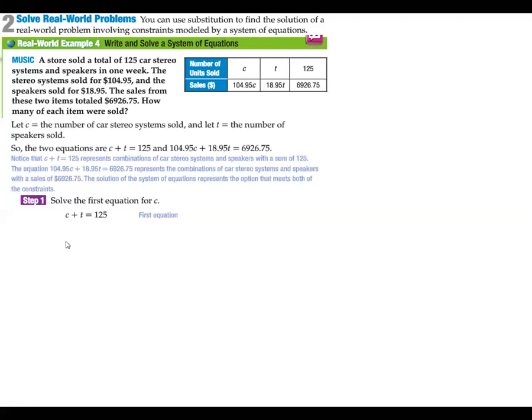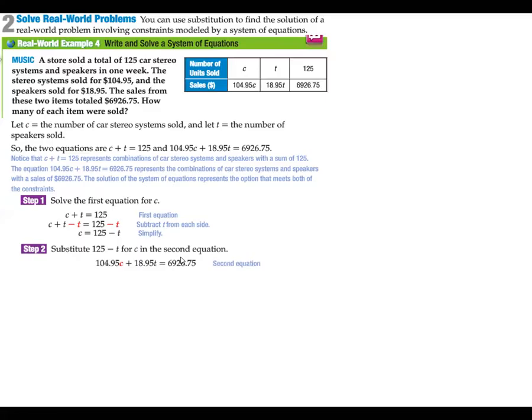Okay, so solve the first equation for C. Subtract T from both sides, and you get C equals 125 minus T. Substitute 125 minus T for C in the second equation. So there's C, so I'm going to substitute 125 minus T in. Then distribute your 104.95 into the T, and you have the 18.95T. And you combine your like terms here. Negative 104.95 plus 18.95 gives you negative 86T.